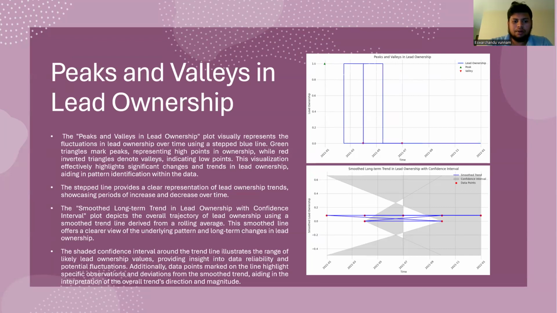The smooth long-term trend in lead ownership with confidence interval plot depicts the overall trajectory of lead ownership using a smooth trend line derived from a rolling average. This smooth line offers a clear view of the underlying pattern of long-term changes in lead ownership. The shaded confidence interval around the trend line illustrates the range of likely lead ownership values, aiding in the interpretation of overall trends, direction, and magnitude.